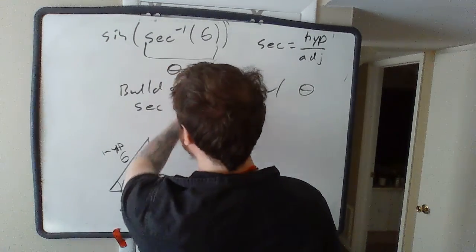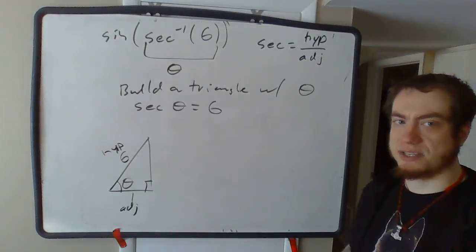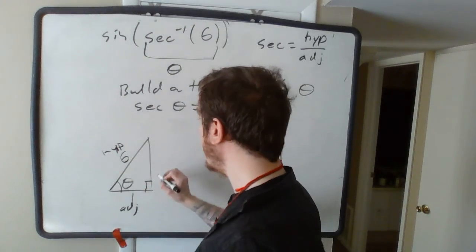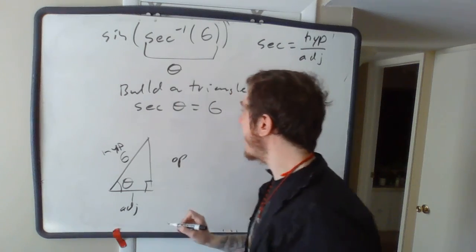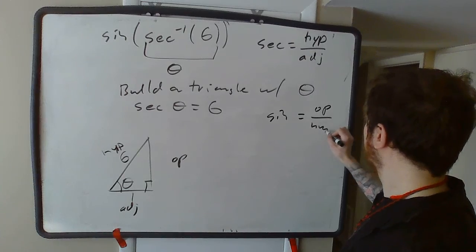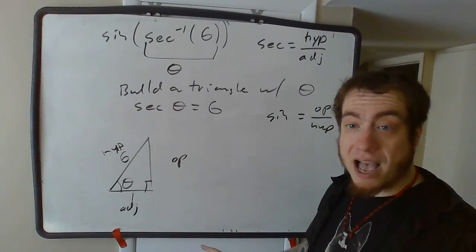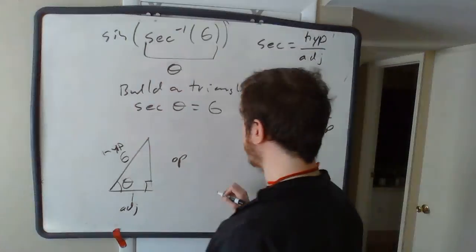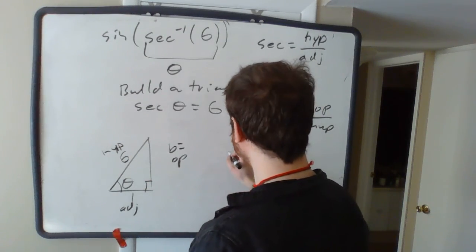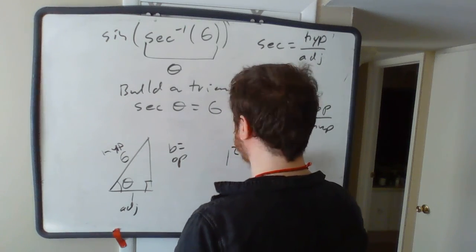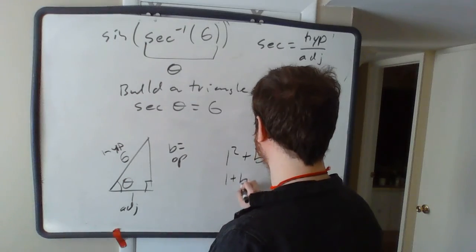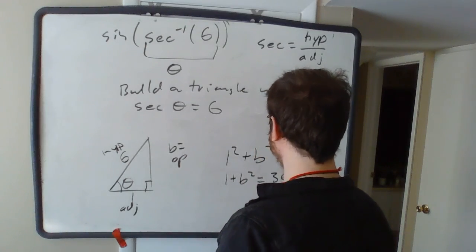Now, we want to find the sine of this angle theta. And what is the sine? Well, sine is opposite over hypotenuse. So I need to know, what is this opposite side? Well, to find that, I can use the Pythagorean theorem. So if I call this side b, then 1 squared plus b squared equals 6 squared. That means that 1 plus b squared is equal to 36.